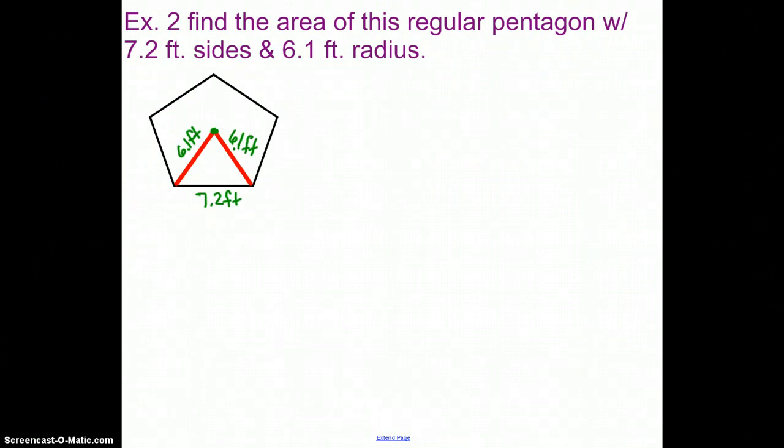Find the area of this regular pentagon with 7.2 feet long sides and a 6.1 radius. So I have the radius but no apothem here. So I'm going to have to find that.